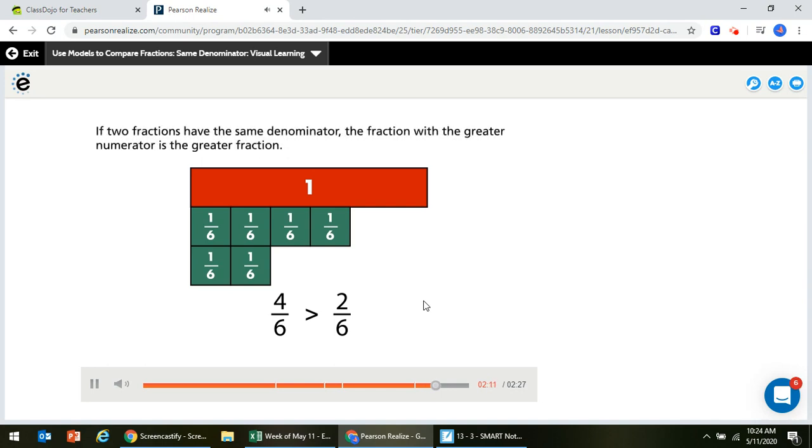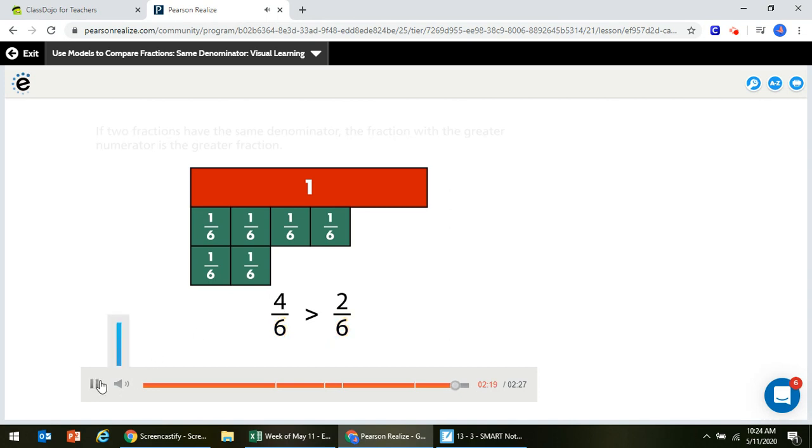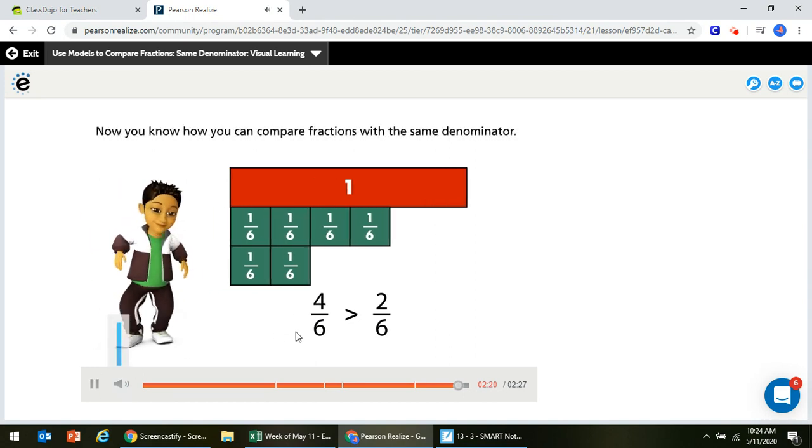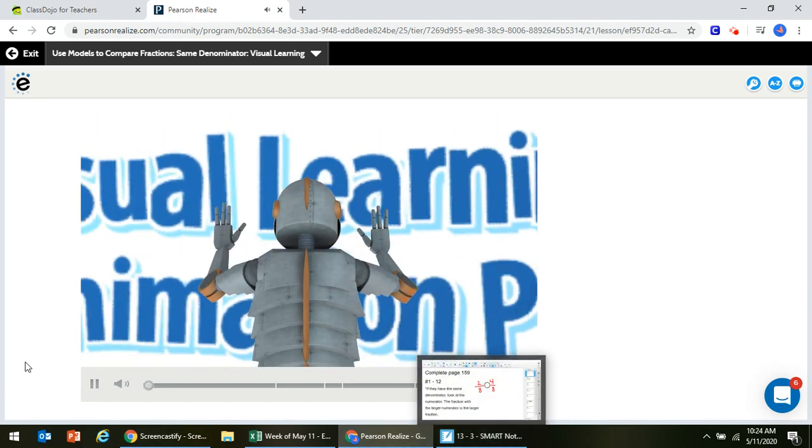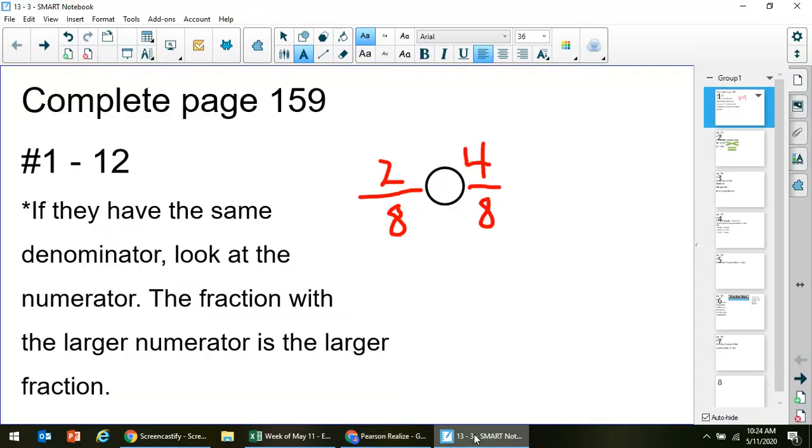If two fractions have the same denominator, the fraction with the greater numerator is the greater fraction. That's super important to remember. Now you know how you can compare fractions with the same denominator. All right. So let's take a look at this quick slide.